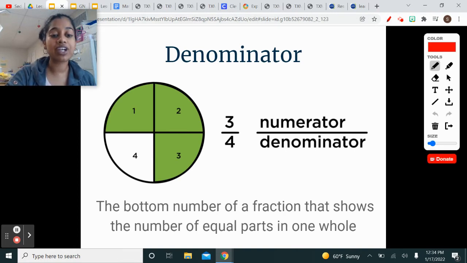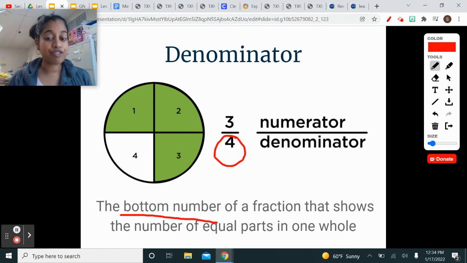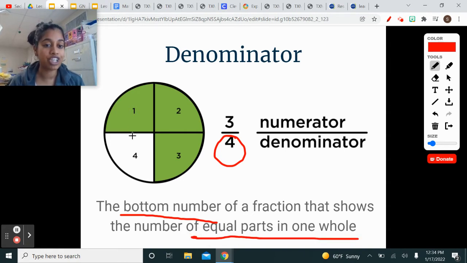So the denominator is the bottom number of a fraction that shows the number of equal parts in one whole. So over here we have 4 equal parts in our whole circle. So that is our denominator.